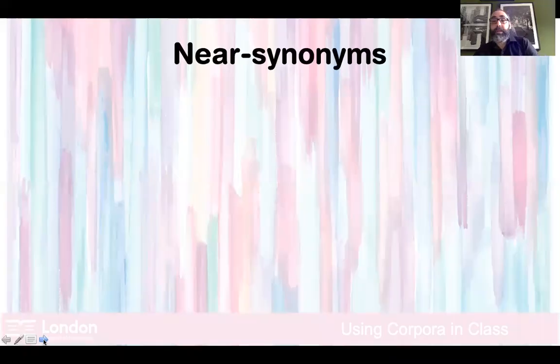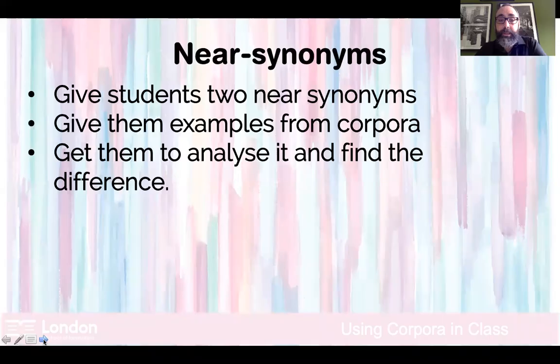But one activity you can do is, for example, give students two near synonyms, give them examples from corpora, and get them to analyze them and find the difference. I mean, if students have to check the context for two words, they will guess the meaning from the context, which is a very important skill, by the way. And you are giving them skills they can use in real life as well.